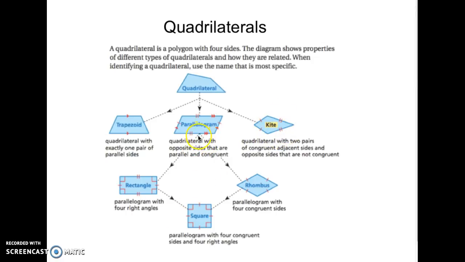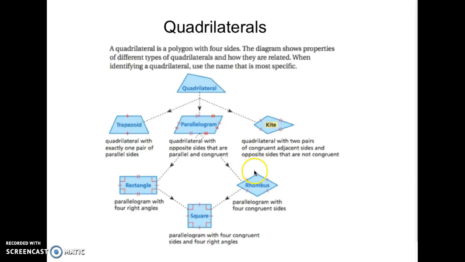Then go back to parallelogram, broken up into two more sections. Let's start with rectangle. A rectangle is a parallelogram with four right angles. So you see little squares telling us they're all right angles. And of course here, congruent, parallel, congruent, parallel. And also rhombus.